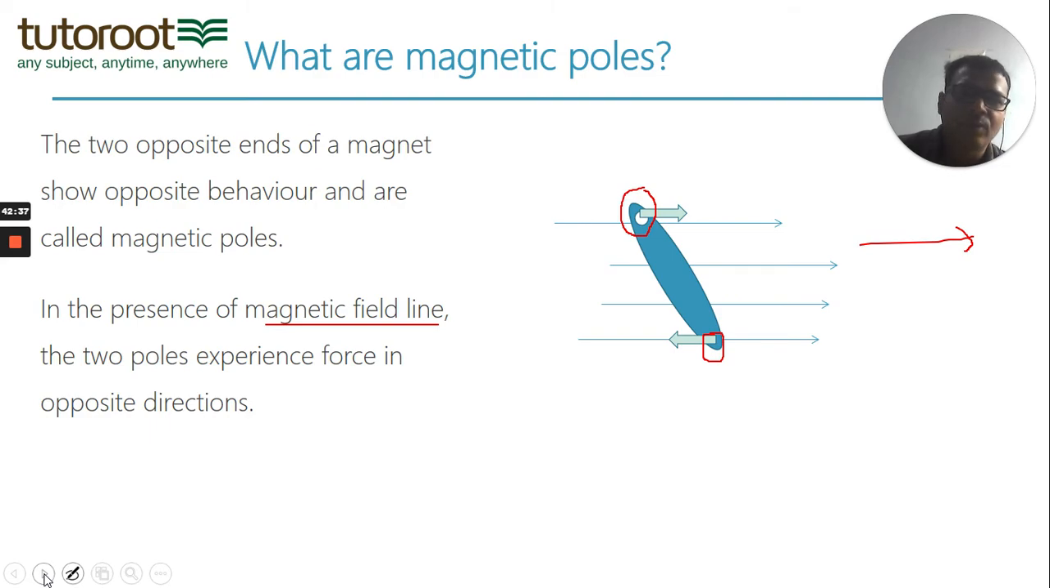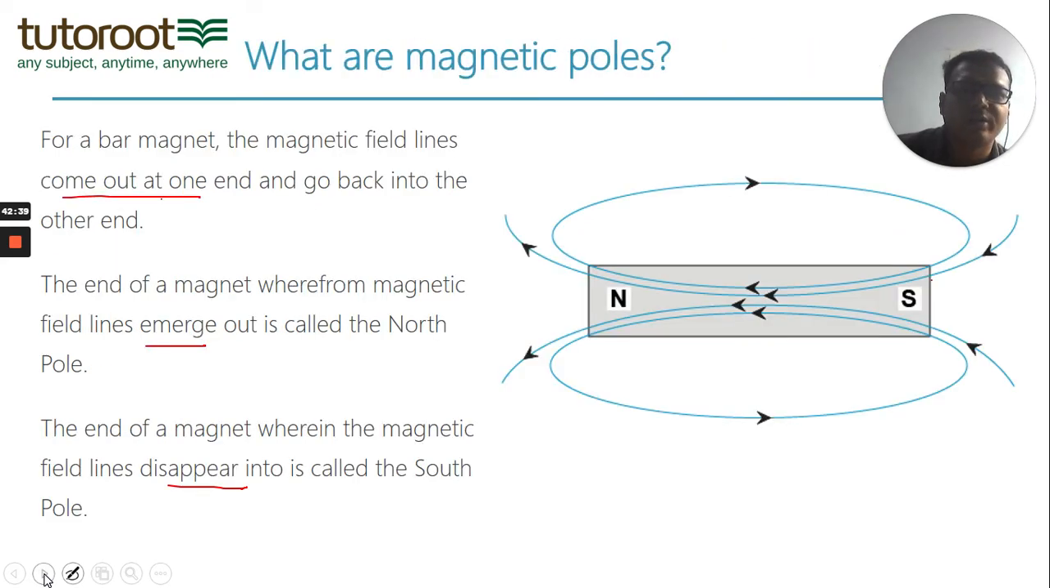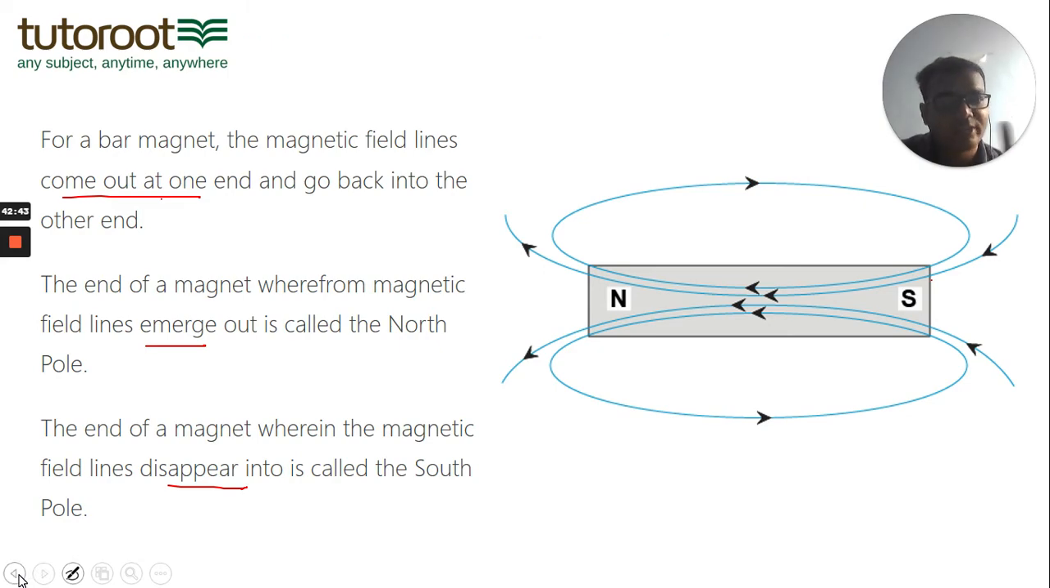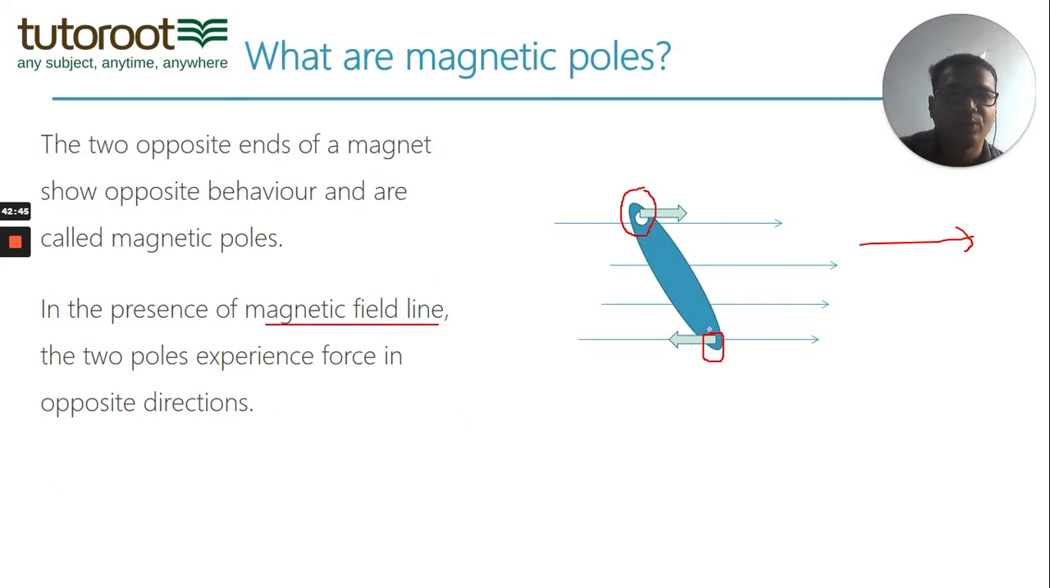What are magnetic poles? As I said, there are two poles on the magnet, north and south. The north pole always moves along the direction of the magnetic field and the south pole always moves opposite to the direction of the magnetic field.